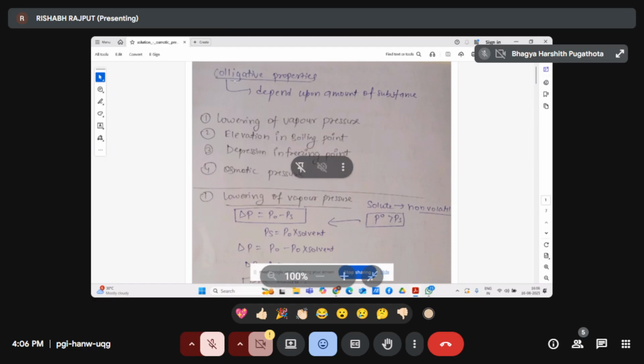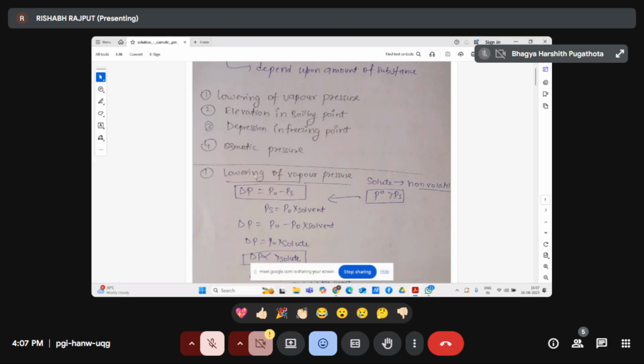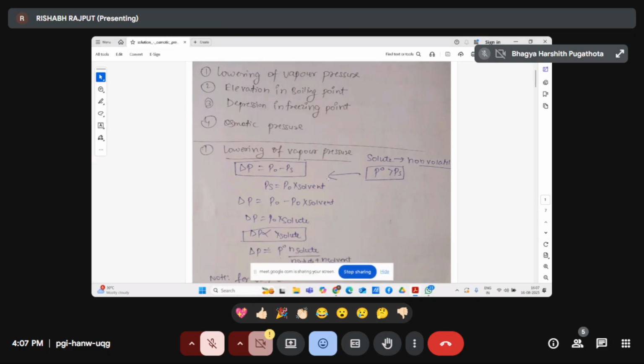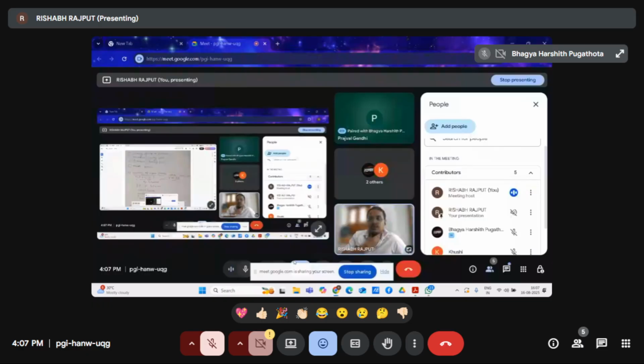Actually, I told you in the last class about colligative properties. All these properties depend only on the amount of substance, not on the nature of the solute and solvent. Here, the meaning of amount of substance is the number of moles of substance. And the first property is lowering of vapor pressure.